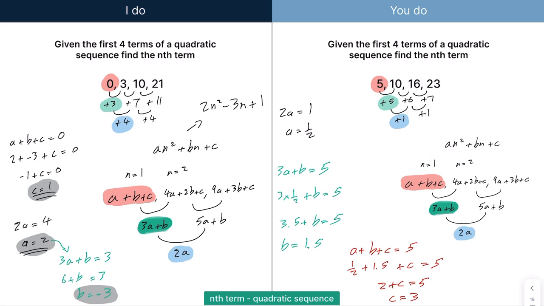So that then becomes, so we have a half n squared plus 1.5n plus 3. So that is the final answer for that one there.